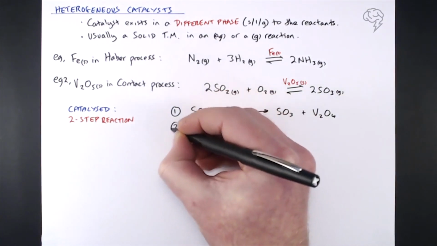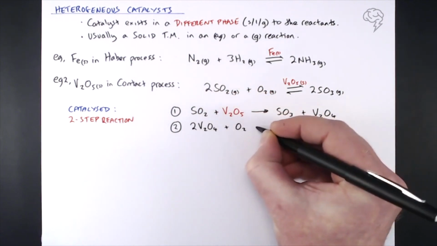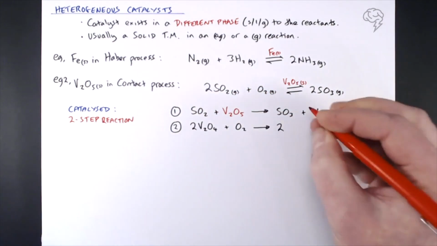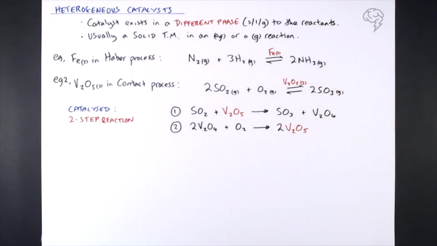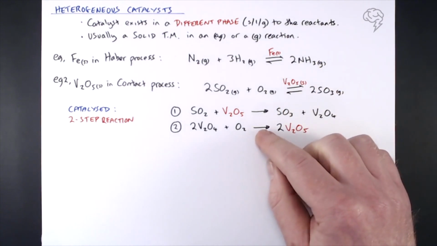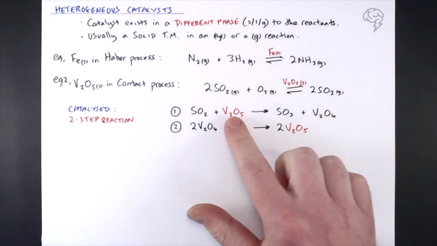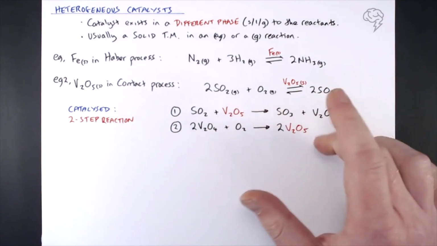Second step here is where we have 2V2O4, which we've made during that first reaction, reacting directly with oxygen to regenerate that V2O5. So we end up with 2V2O5 there. So you can see how that vanadium(V) oxide is used. Its oxidation state changes from +5 to +4, but then when it reacts with the other reactant, V2O4 plus O2, it actually gets changed back to +5. So this is a really good example, again, like in the homogeneous catalyst tutorial, of how the variable oxidation state of a transition metal allows it to act as a catalyst, as an intermediary in a reaction.